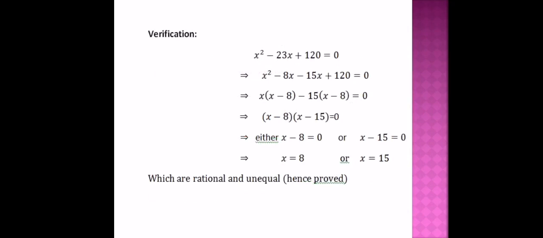It's x square minus 23x plus 120 is equal to 0. We have solved it through the factorization method. So after factorization, we get the two factors x minus 8 and x minus 15 is equal to 0. By applying the zero product property, we get x is equal to 8 or x is equal to 15. 8 and 15 obviously are both independent of the square root, means to say both are rational numbers and also unequal. They are not equal to each other.